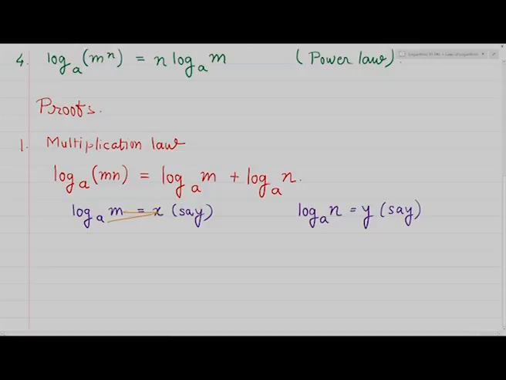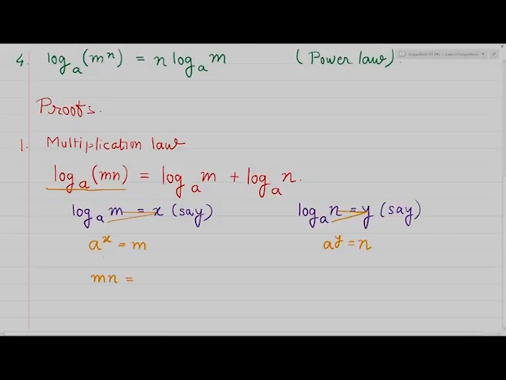This is my 7 rule, which means a raised to x is equal to m. If I apply the 7 rule across this, then a raised to y is equal to n. By this time you should be familiar with this 7 rule, and it should be your second nature. So, if a raised to x is equal to m, a raised to y is equal to n, look at the LHS which we want to prove, log to the base a of mn. So, it is natural to take the product of m and n.